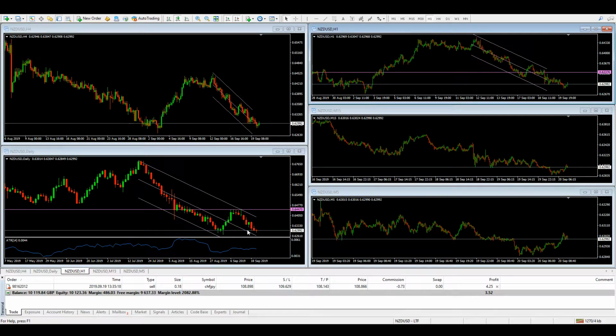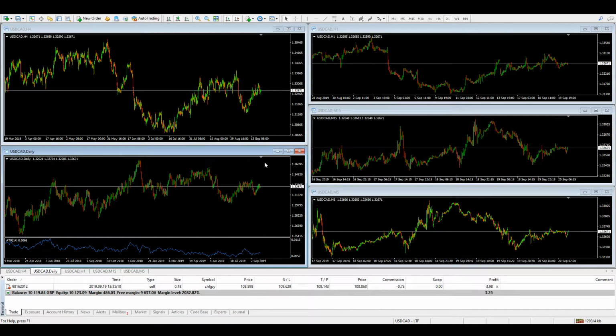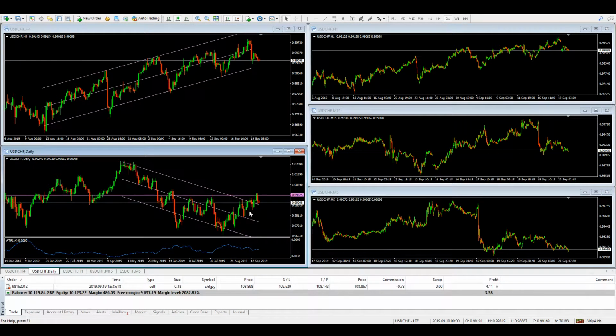NZDUSD, same story as NZDCAD. It's just too late in the phase. It needs a pullback to make this viable to short, and you'd be potentially selling into this support that is likely to happen as it approaches this previous low. So pass. USDCAD, pass. Yeah, this isn't great. Bearish overall, but this is bullish. These are all kind of bullish or flat, so pass.